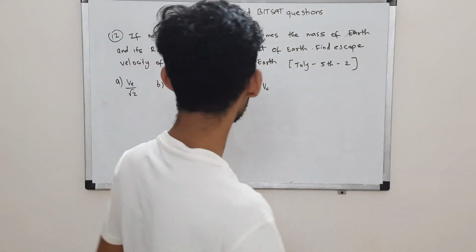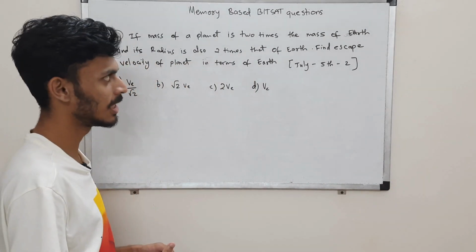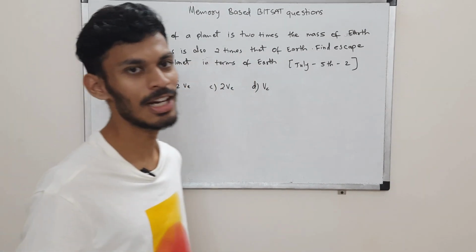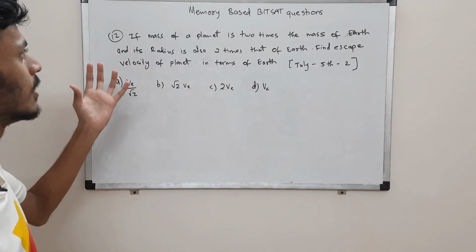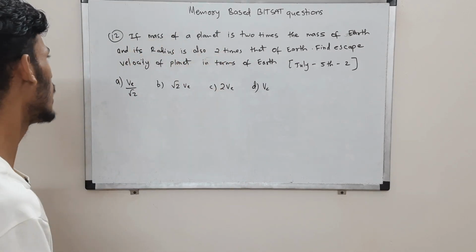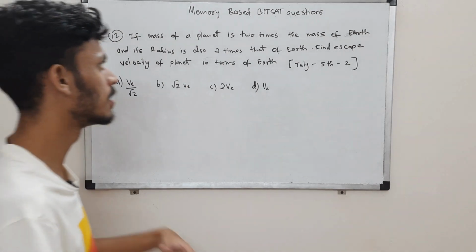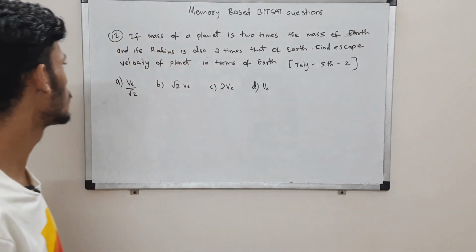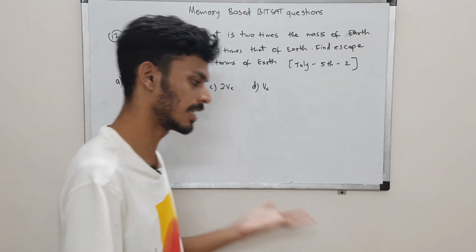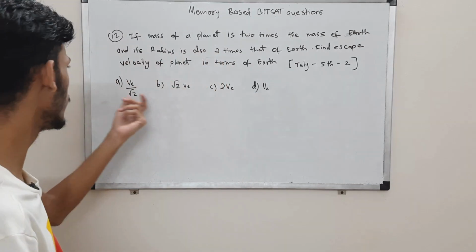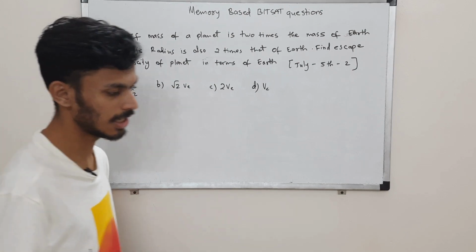Question 12 over here, a question based on escape velocity. Escape velocity is one of the favorite topics of BITSAT. So here we go. We have a planet with mass 2 times that of Earth, and its radius is also 2 times the radius of the Earth. You are supposed to find the escape velocity from this planet in terms of the escape velocity of Earth. Here V stands for escape velocity of Earth.